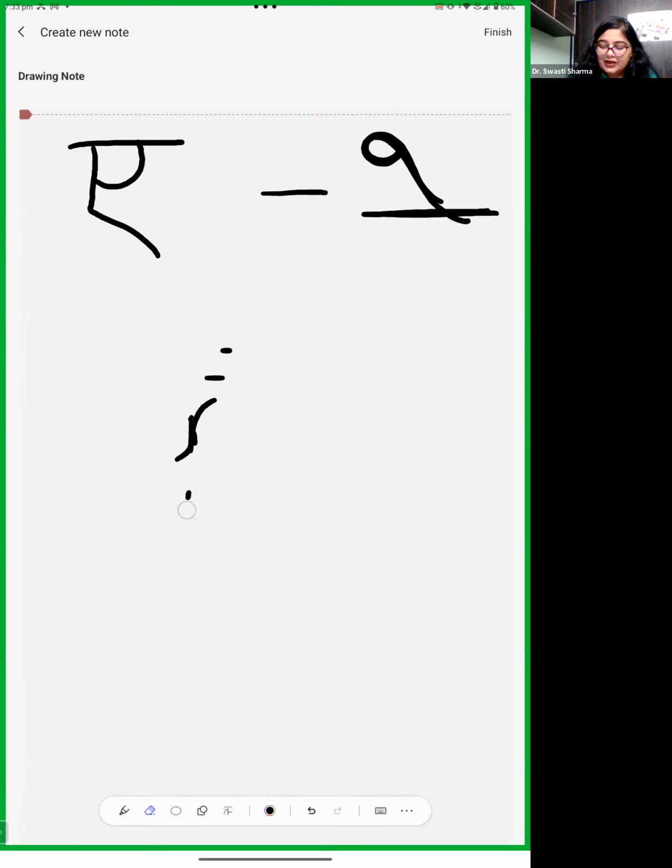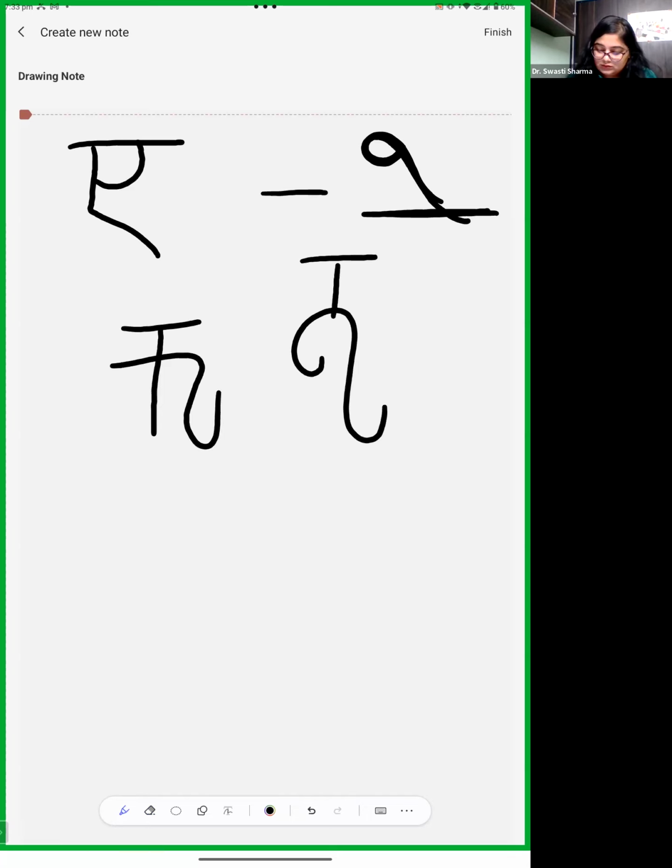The first thing is that when you add the matra Ri with Ka, it changes its shape. This is Kri. This is Kri. And this is also Kri. Now you will find this last one very rare. Mostly you will find the middle one. It is rare, but in Kri you have to understand the gapping.